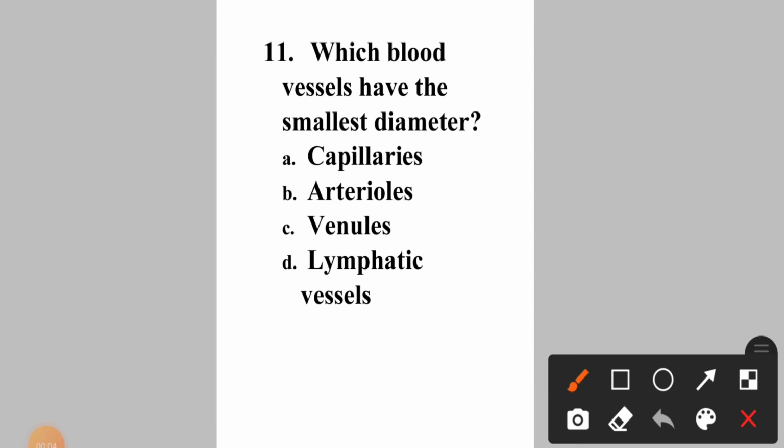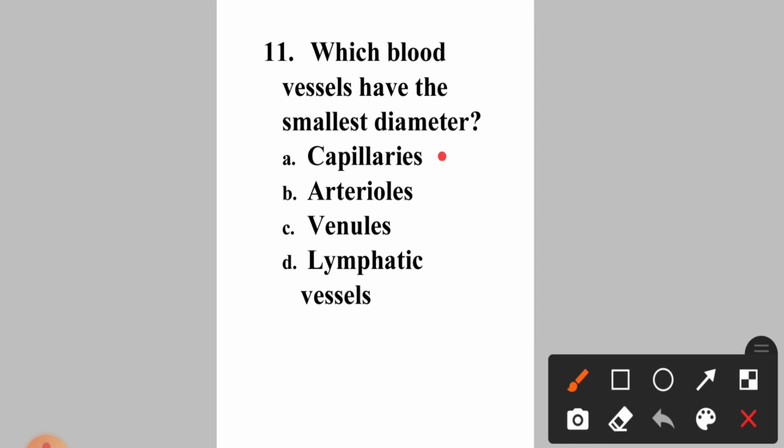Now come to question number 11. Which blood vessels have the smallest diameter? A. Capillaries, B. Arterioles, C. Venules, D. Lymphatic vessels. Okay, so blood is carried through the body by blood vessels, right, with the help of the perfusion process. Capillaries supply blood to the tissues.